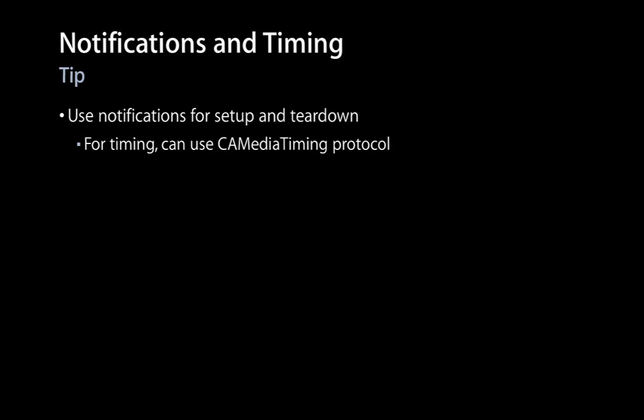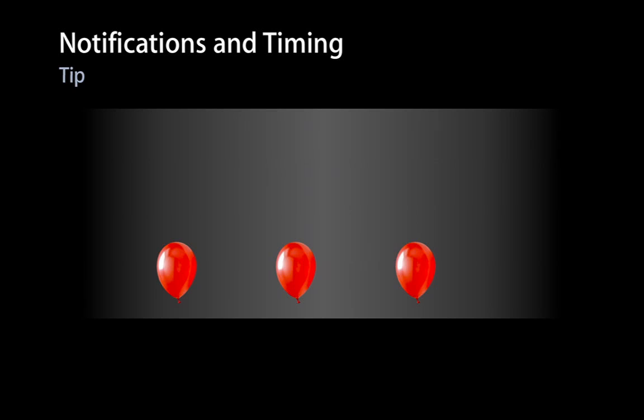For timing, you can get much better control using the CA Media Timing Protocol, and I want to illustrate that with this example. So I have 3 balloons in my little carnival application, and I want the balloons to go up and down one by one. So this is the effect that I want to achieve. As the balloon drops, the next one goes up, and I could have many of these.